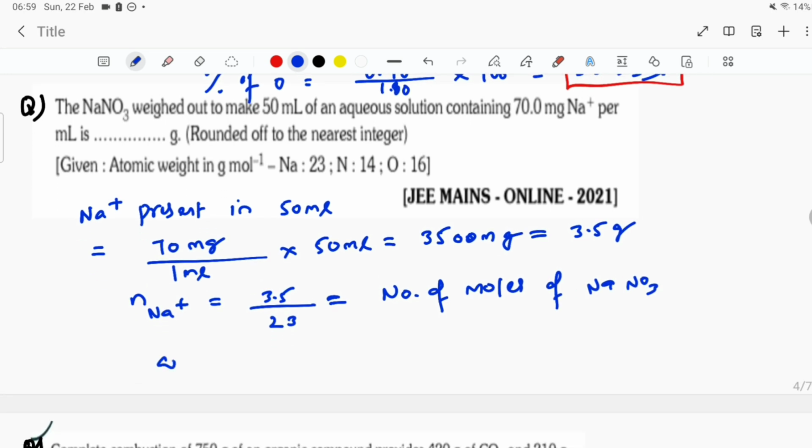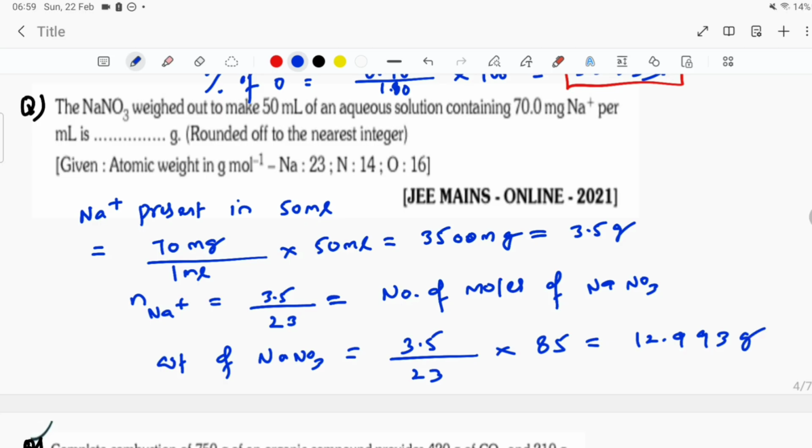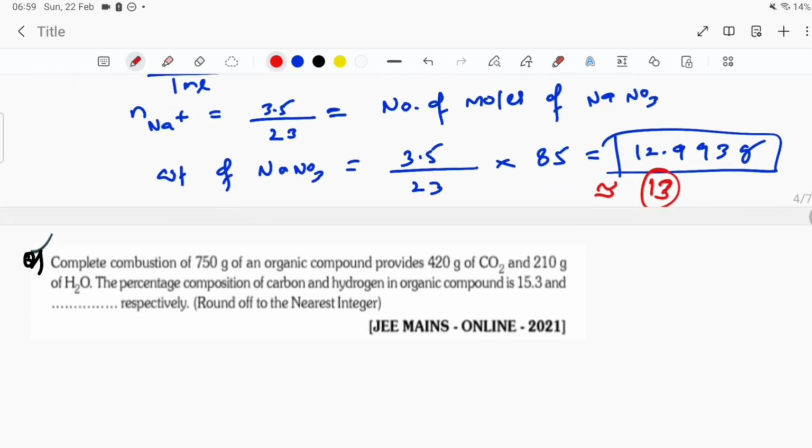So weight of NaNO3 is equal to moles into its molecular weight. Molecular weight of NaNO3 is 85. So 993 grams you will get in this case. So what they are asking, round it up to the nearest integer, if you see in the question. So you can do it as 13. Answer is 13 grams. Okay. Next question.